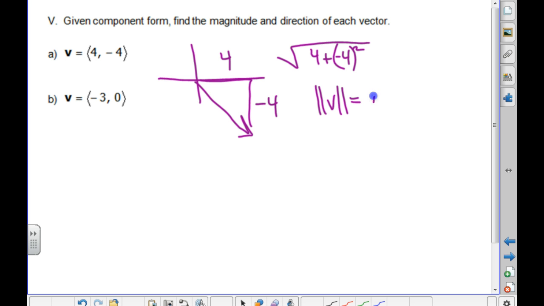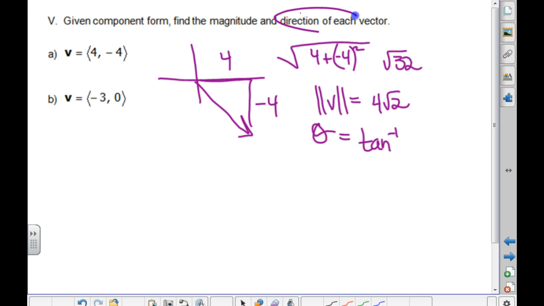4 square root of 2. Yep, square root of 32, right? 16 and 16, which is 4 square roots of 2. And how do you find the direction? What is direction? Direction means the angle.